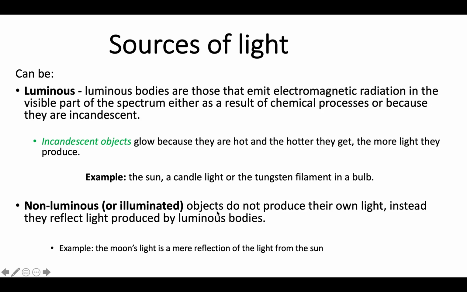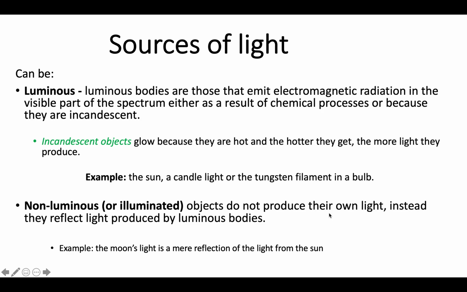What does that mean? It means objects that do not naturally produce light, either through chemical reactions or basically through glowing or getting hot, for example. These objects basically depend on other sources of light. In other words, they depend on luminous sources to produce light. So they basically just reflect light from luminous objects. An example is the moon.